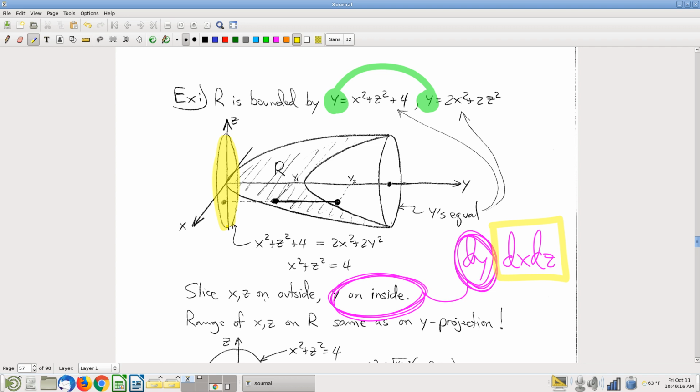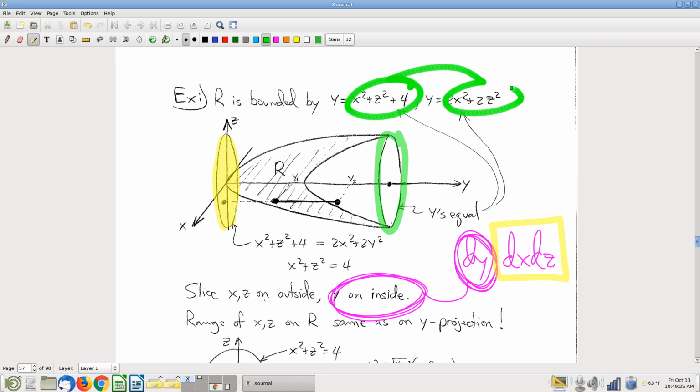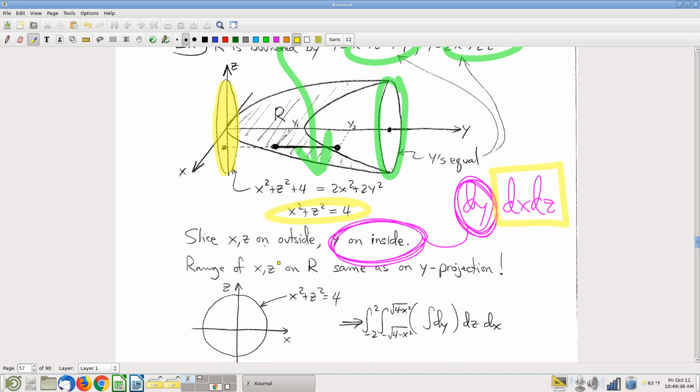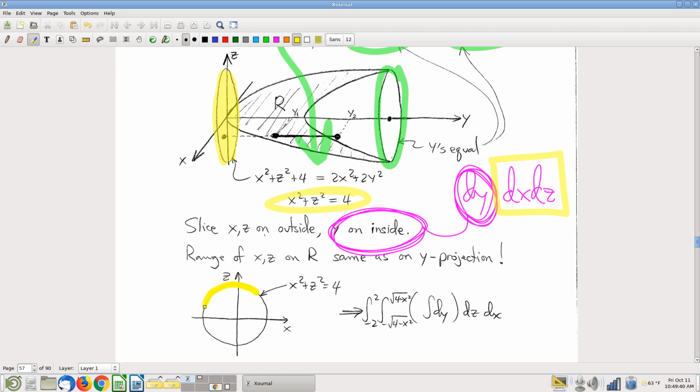That projection is defined by when this y is equal to that y, which means that I need for this to equal to that, which tells me that x squared plus z squared is 4. And so that's a real easy little double integral consideration. X squared plus z squared is equal to 4. Then my x and z bounds are real easy to write down.